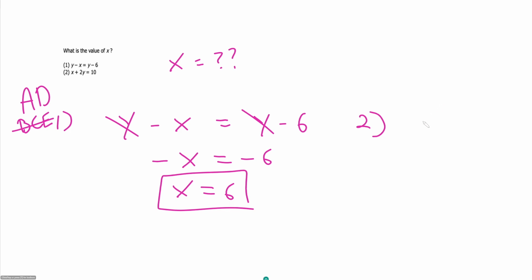Statement 2, X plus 2Y is equal to 10. Now, in this case, we do legitimately have one equation with two variables. Therefore, we cannot solve for X or Y. So, statement one alone is sufficient. A is our answer.